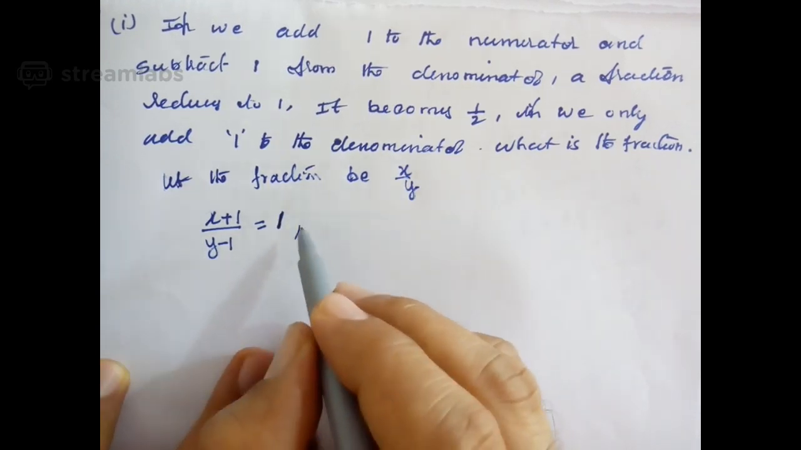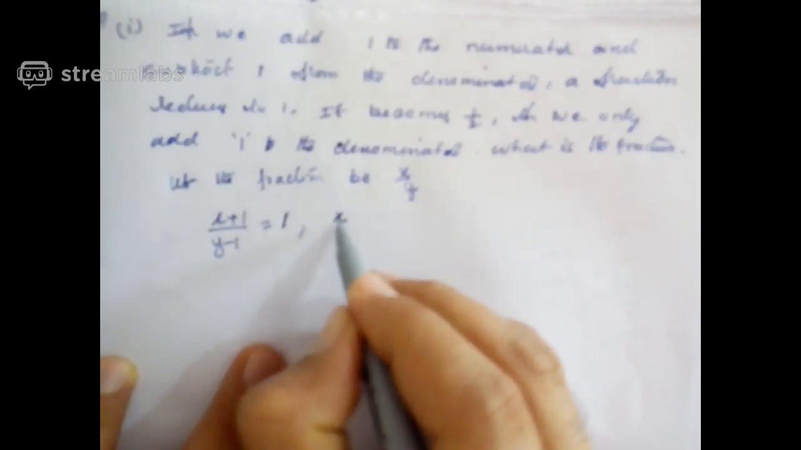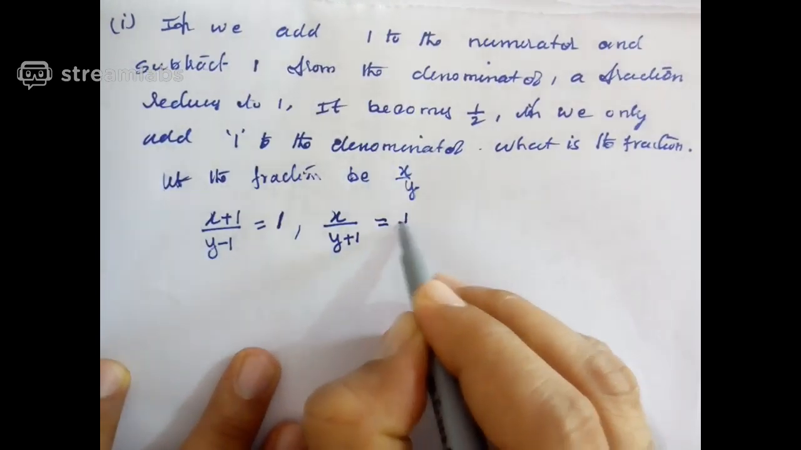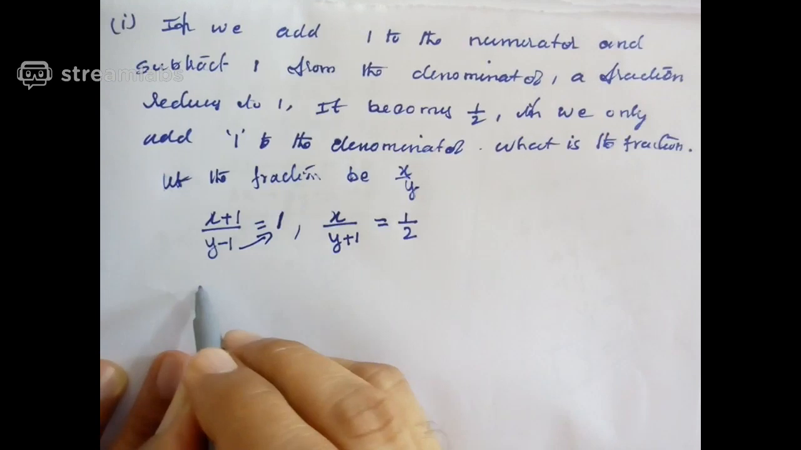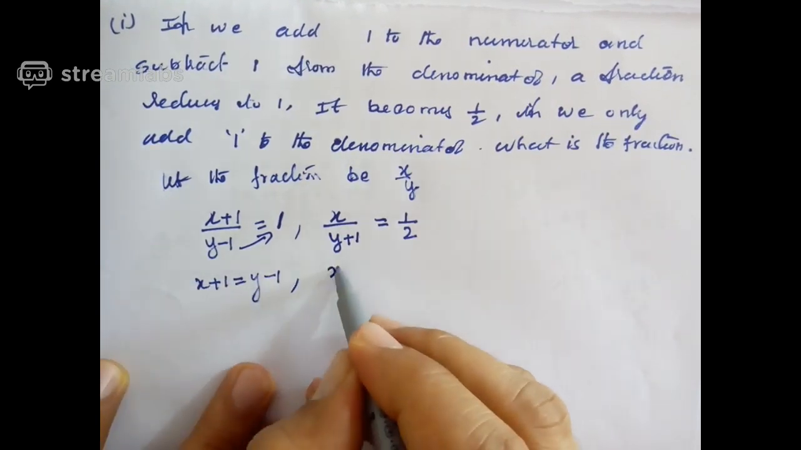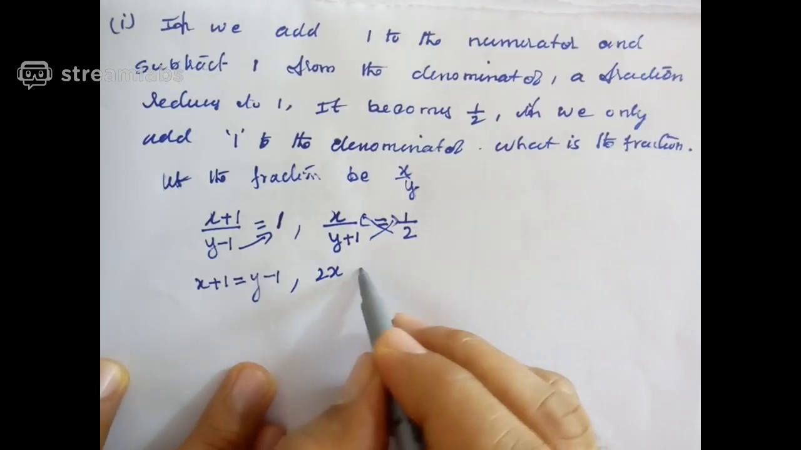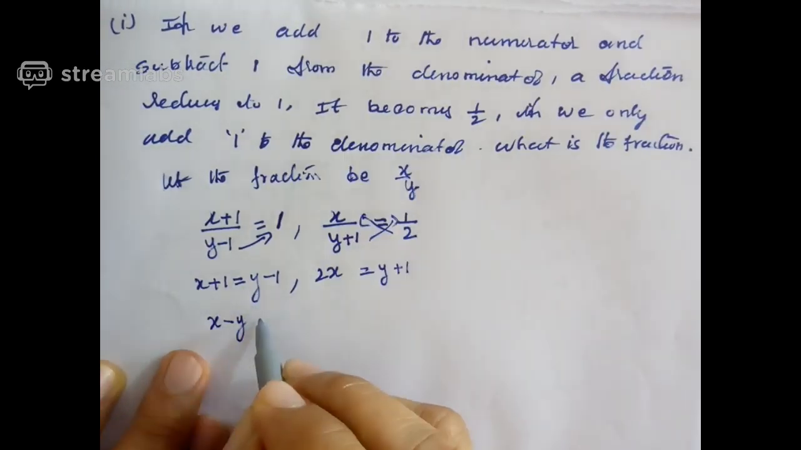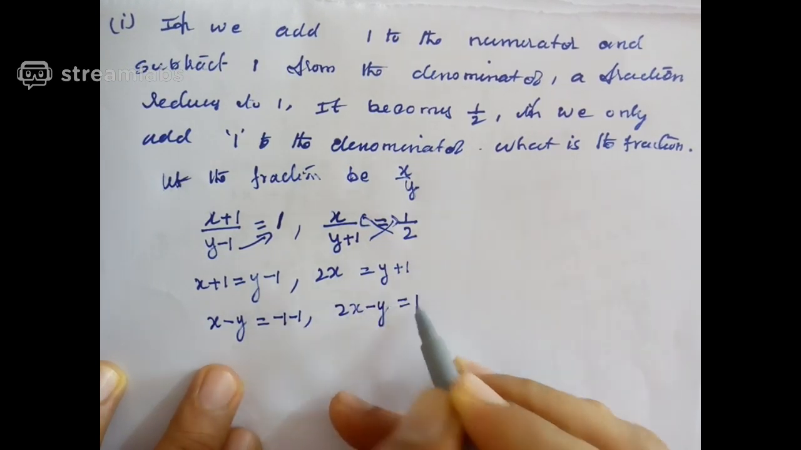And the second condition, it becomes half if we only add 1 to the denominator. You add only 1 to the denominator, numerator as it is, and the fraction reduces to half. Now write the equation. x plus 1 is equal to y minus 1, and here the 2 comes across: 2x is equal to y plus 1. Then x minus y is minus 2, and 2x minus y is 1.